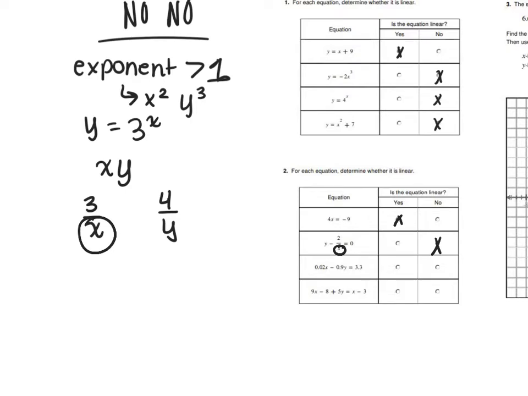On the third one, it does look a little confusing because it has decimals. However, we can eventually clear those decimals through multiplication. So those aren't breaking any rules. So yes, these are linear. And then again on number 4, it's linear because we have no exponents, no fractions, and no variables being multiplied together.